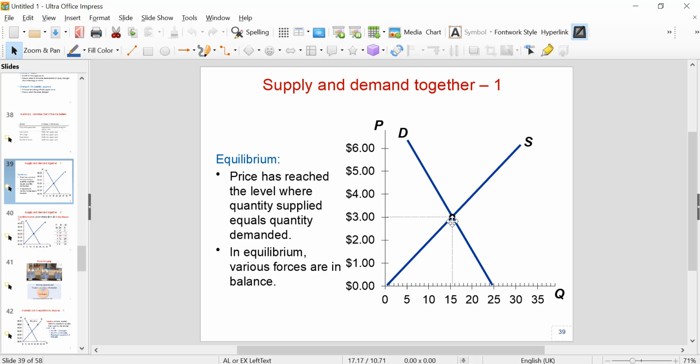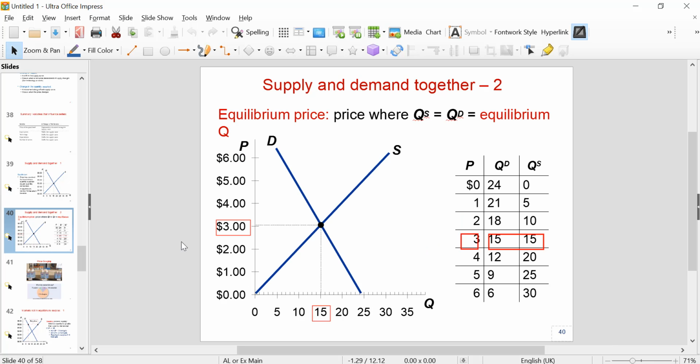As you can see, our supply and demand curves cross right here at the price of $3 and 15 quantities. So quantity supplied and quantity demanded are the same at this point. In this slide, you see the supply and demand diagram, and then the supply and demand schedule. As we said earlier, the equilibrium price and quantities are given on the graph, and they are also shown here in the table. So there are two ways of determining the equilibrium point here.